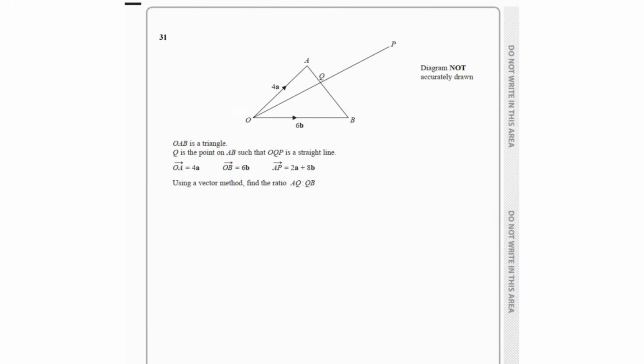So AB is going to be AO plus OB. We're talking about going from A to B. So either we go directly from A to B or we go from A to O and then O to B. So when you change the direction of your vector, its sign changes. So 4A becomes negative 4A because we changed the direction and OB remains the same. So we have vector AB now.